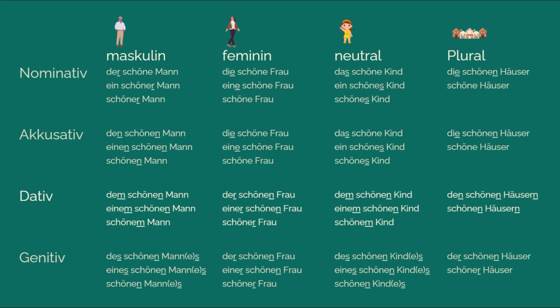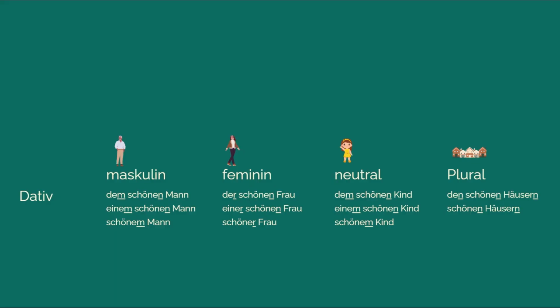So let's take a look now at the dative forms. For the accusative forms, not a whole lot changed, only the masculine forms. But for the dative, it's a whole different story because here every single form changes. The dative masculine signal ending is the M. We have an M here in the article form. So dem schönen Mann, einem schönen Mann. And the M is another letter that we cannot have twice. Never two R's, never the letter S twice, and now the third rule, never the letter M twice.